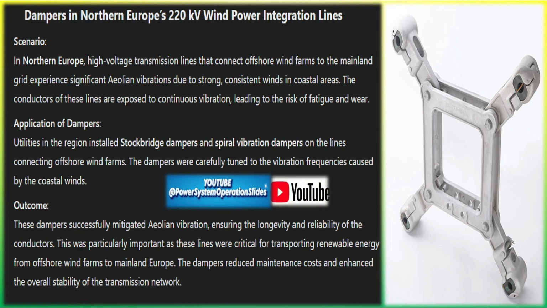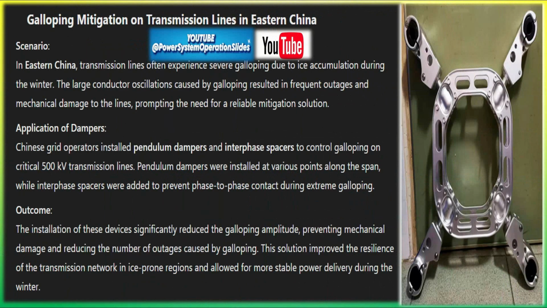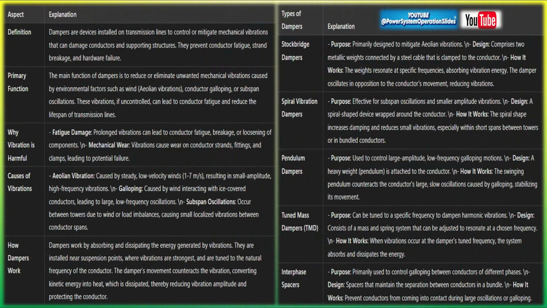Importance of dampers in transmission networks. The proper application of dampers in transmission lines is critical to maintaining the reliability and longevity of the infrastructure. Here are key reasons why they are important. Prevention of fatigue damage. Aeolian vibrations cause repeated bending and stress concentration at suspension points, clamps, and hardware attachments. Over time, these repeated stresses lead to fatigue damage in conductors, causing broken strands or hardware failures. Dampers significantly reduce this risk by controlling vibration.